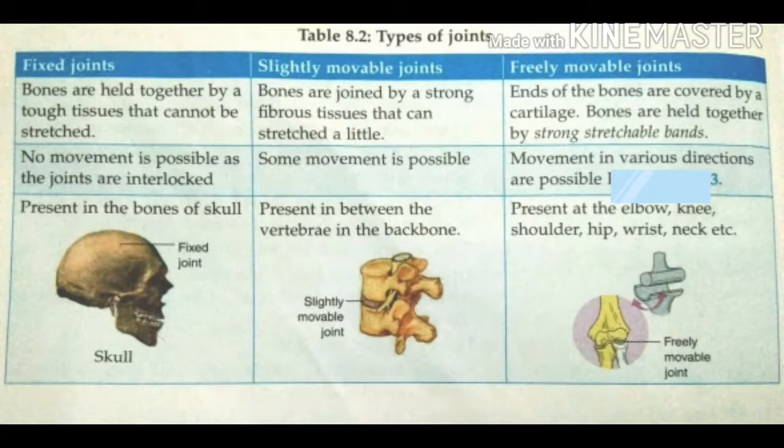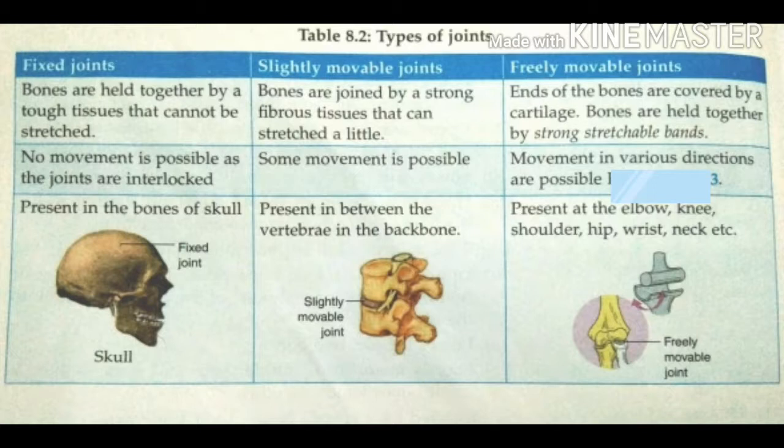Next we'll see the difference between types of joints. Fixed joint, slightly movable joint and freely movable joint. These are the types of joint. Fixed or immovable joint, slightly movable joint and freely movable joint. These three are types of joint.